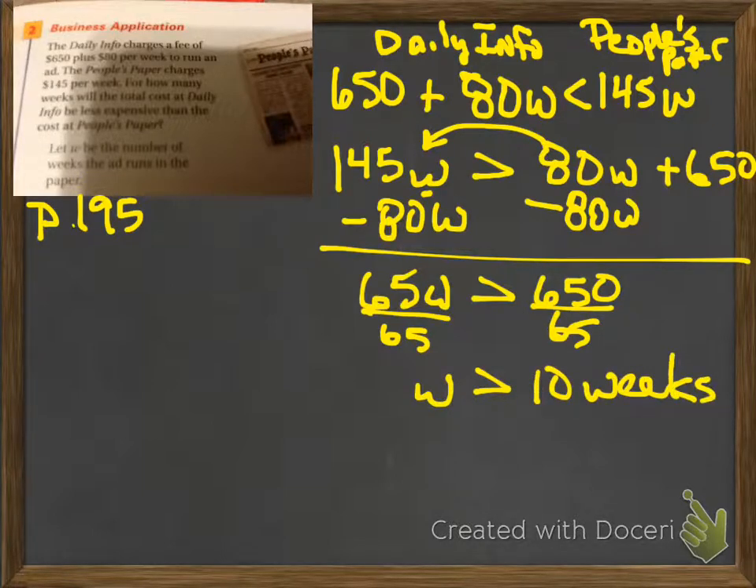So what does that mean? It means that basically the ad at the Daily Info will be cheaper when you pay for 10 weeks, or go more than 10 weeks, then you're suddenly getting a better deal at Daily Info. At 10 weeks or under, it's going to be a better deal at People's Paper. So you basically are trying to make sure you spend at least 10 weeks. Or more than 10 weeks.